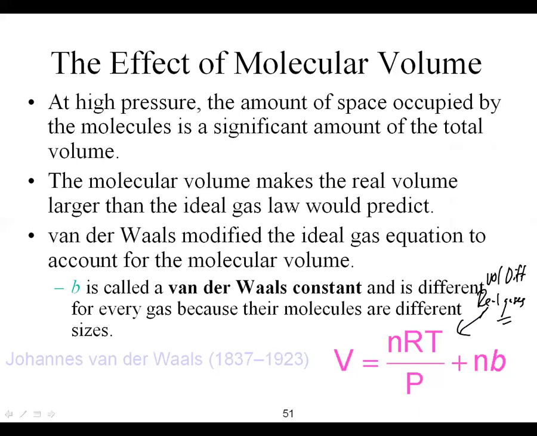And he also came up with the van der Waals constant for that, and that is what is known as B. A and B are van der Waals constants, and they are values that you look up in the table. Those values are different for different gases, so you want to look up the right gas.